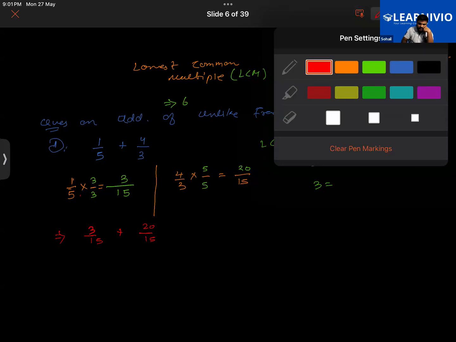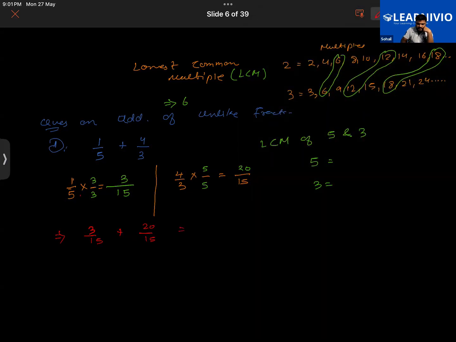And you can simply, that is 23 upon 15. Improper. Not asking about improper. I'm saying that this is a like fraction. Their denominators are same, so simply you can add their numerators. It becomes 23 upon 15. Okay. So hope you have understood that. Is that clear to you?